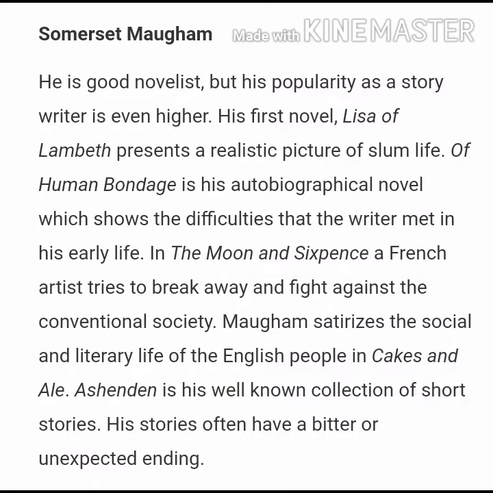Somerset Maugham. He is a good novelist, but his popularity as a story writer is even higher. His first novel, Liza of Lambeth, presents a realistic picture of slum life. Of Human Bondage is his autobiographical novel which shows the difficulties that the writer met in his early life. In The Moon and Sixpence, a French artist tries to break away and fight against the conventional society. Maugham satirizes the social and literary life of English people in Cakes and Ale.